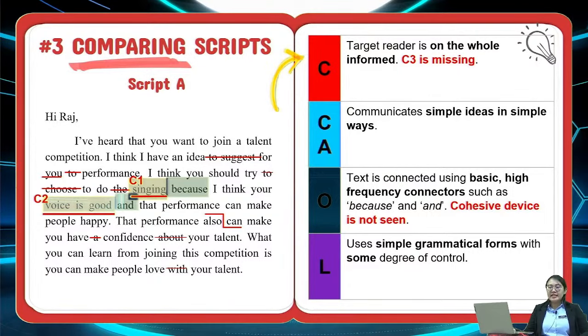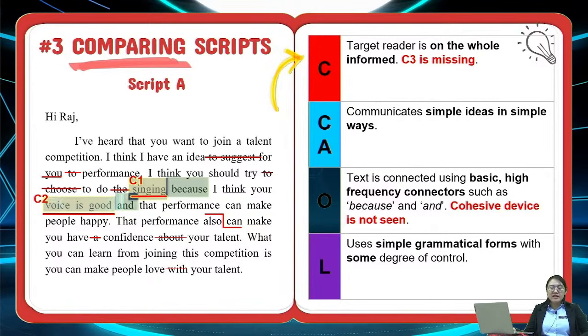Alright, the next thing, we look at the CA first. Okay, it communicates simple ideas in simple ways. The sentences used are very straightforward. It says that because I think your voice is good, the performance make people happy. So it's very straightforward ideas, very, very simple ideas.